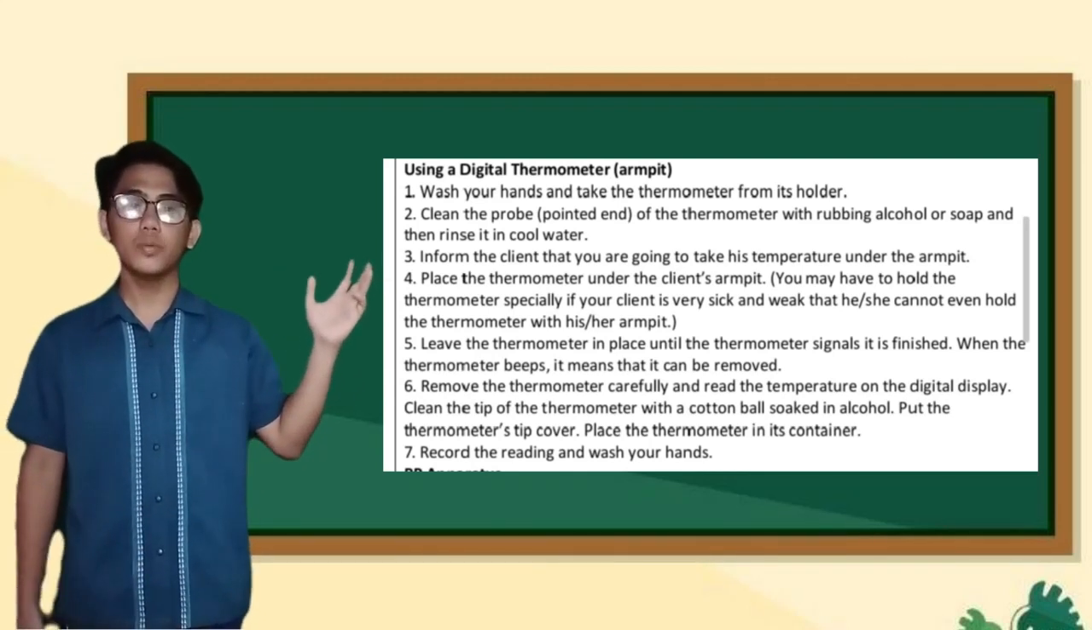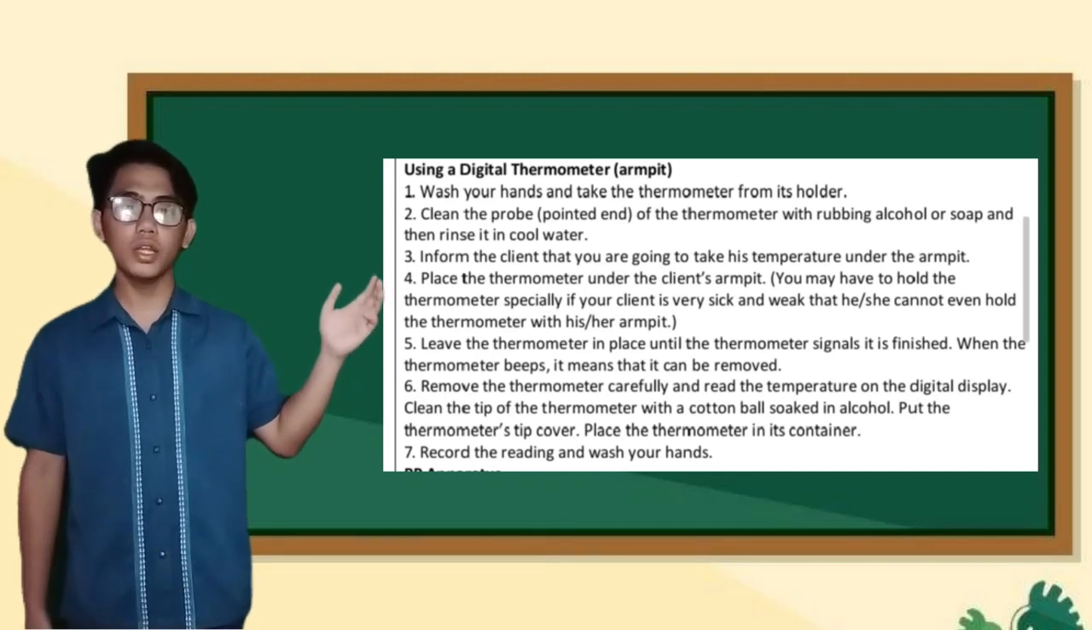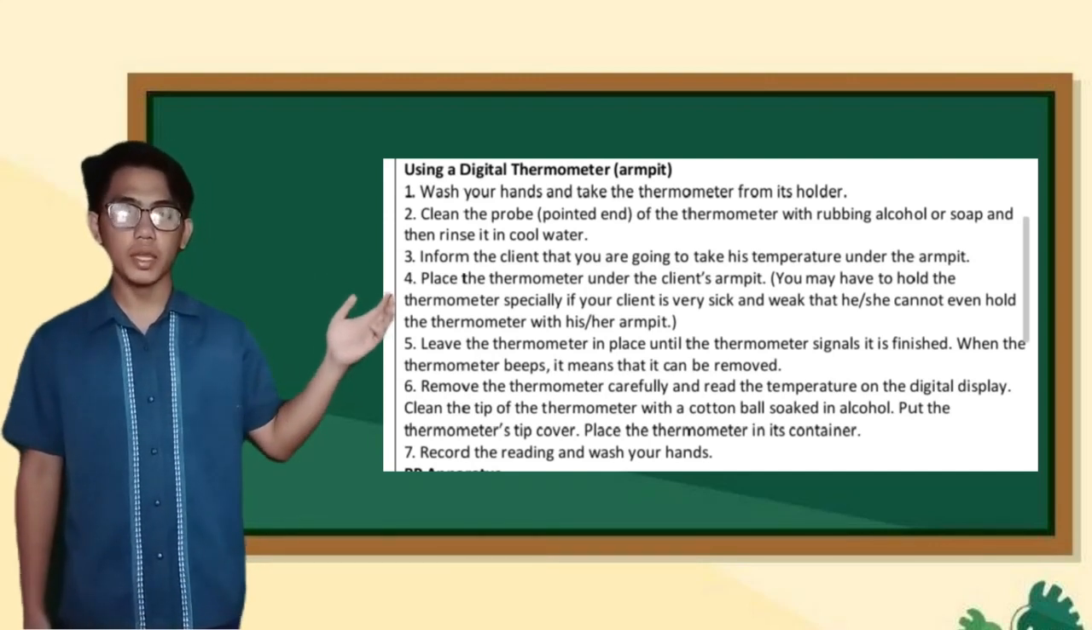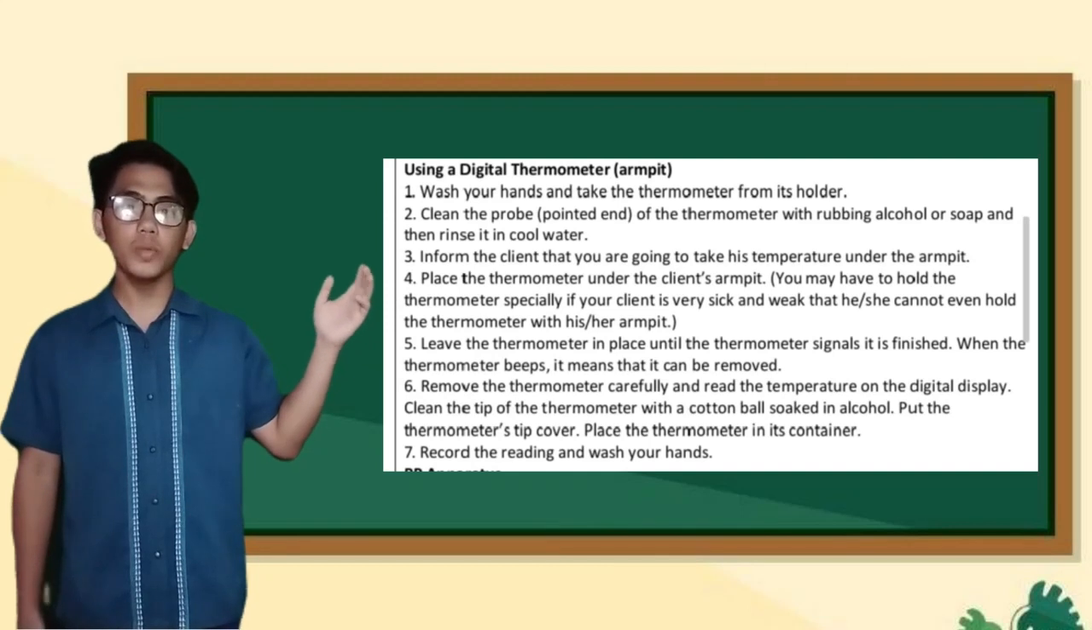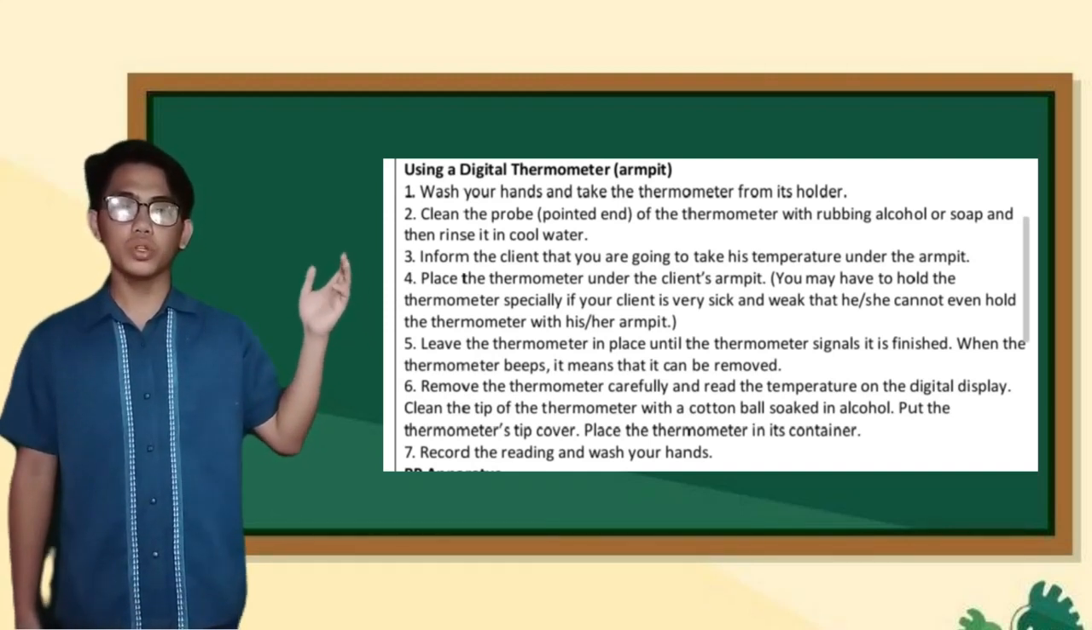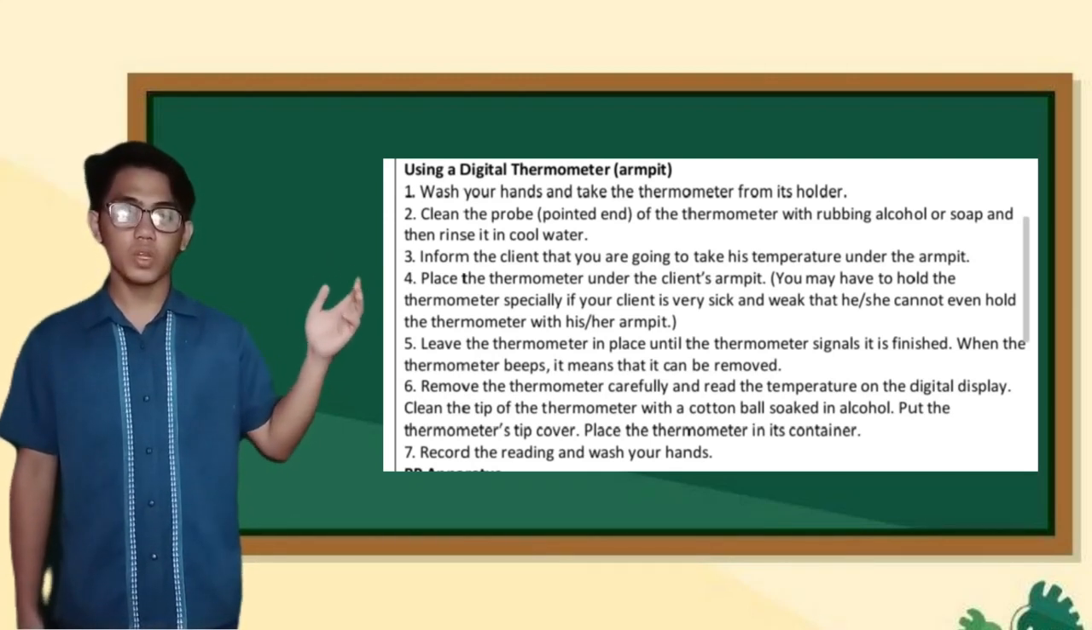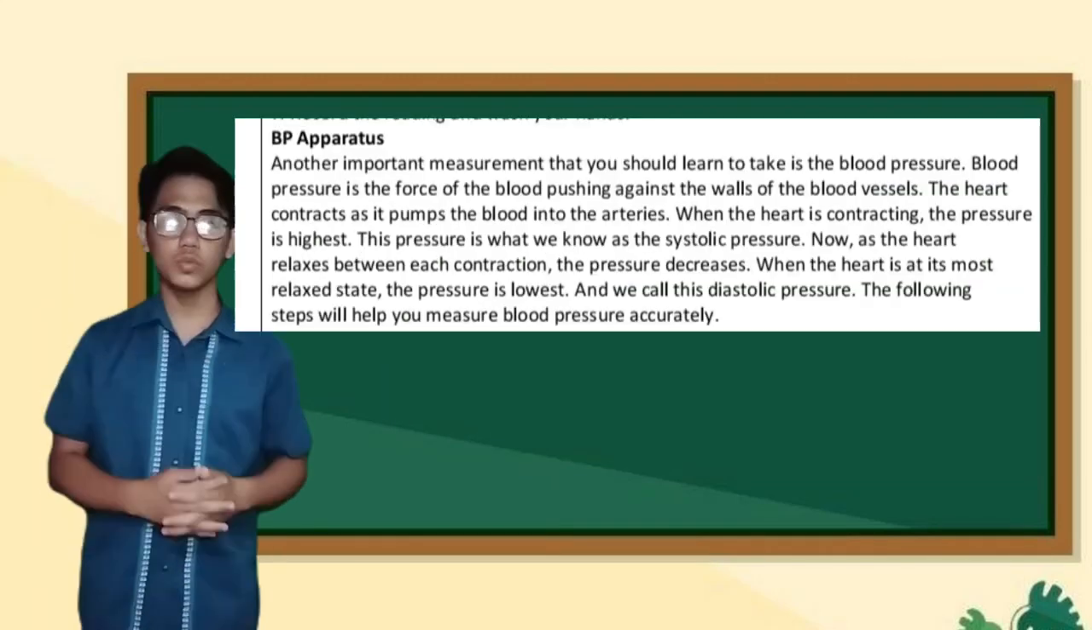And 6, remove the thermometer carefully and read the temperature on the digital display. Clean the tip of the thermometer with a cotton ball soaked in alcohol. Put the thermometer tip cover. Place the thermometer in its container. 7. Record the reading and wash your hands.